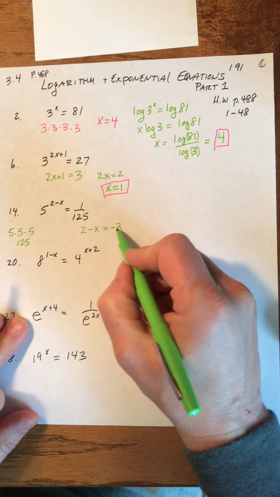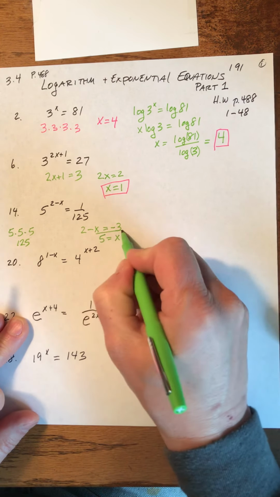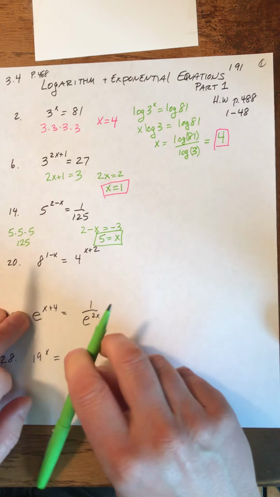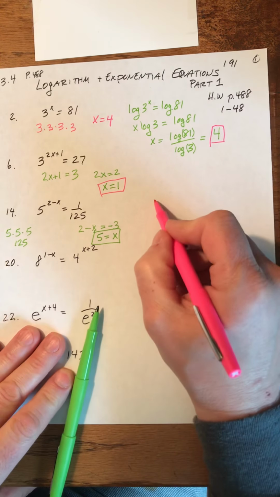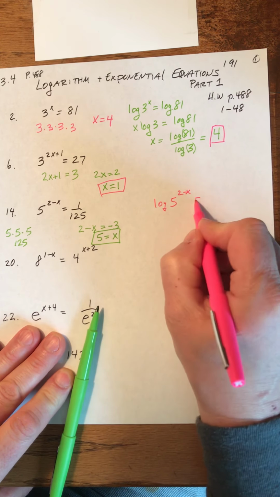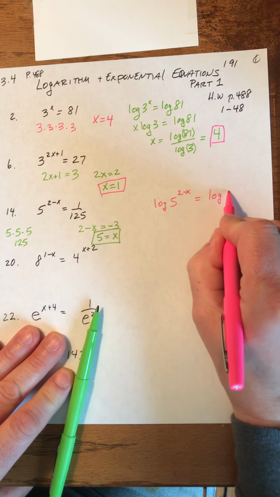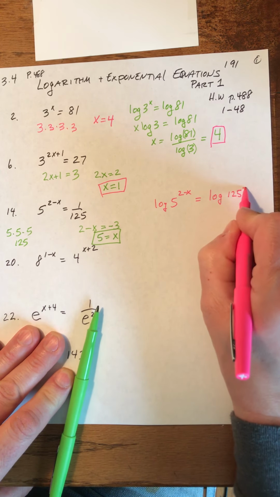Then we solve this equation. We'd add the 3 over to the other side and get 5, and add the x over to this side and we get an x. This is another one that we can solve another way, by taking the log of both sides like this, and the log of this side, where we're going to bring this 125 up and make it a negative.